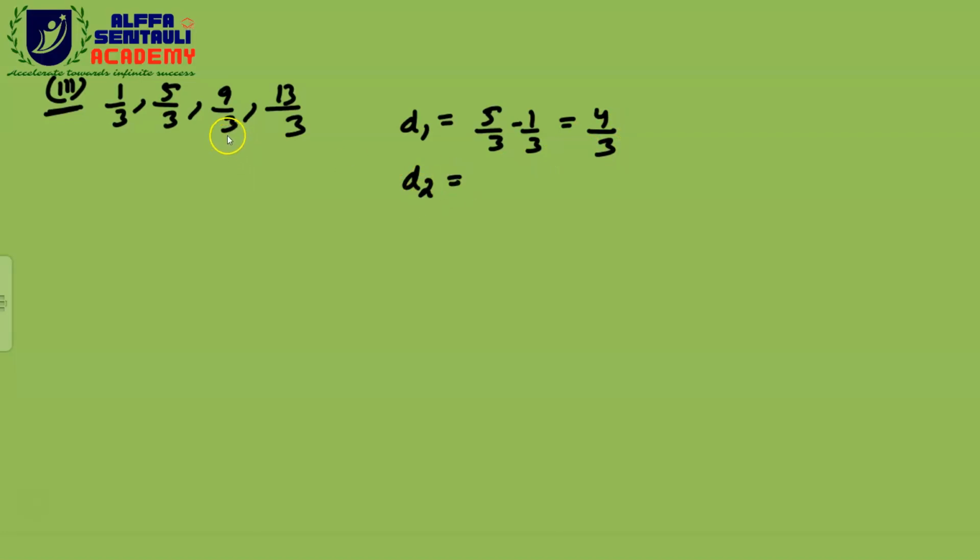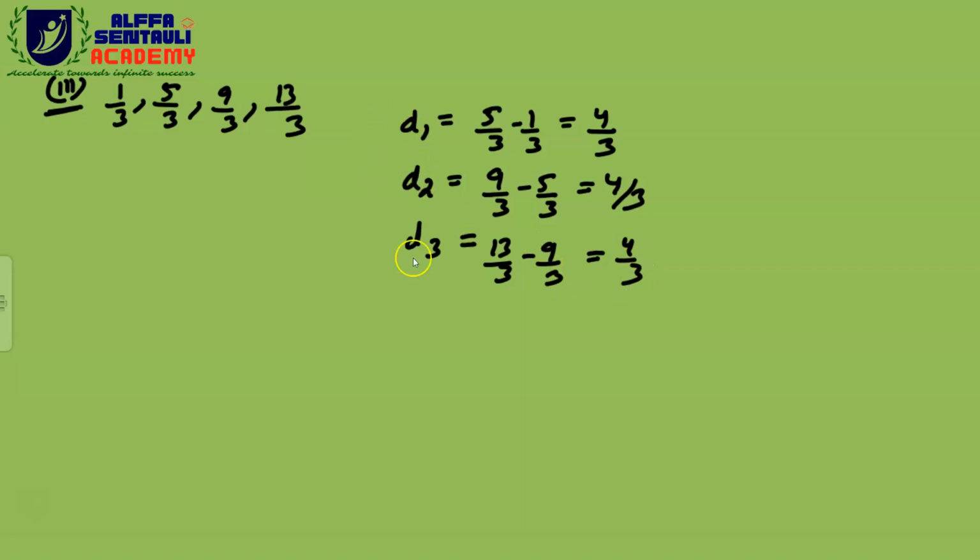D2 is what, beta? This is 9/3 minus 5/3. Correct. This is also 4/3. For surety, for confirmation, let us find D3 also. 13/3 minus 9/3. So how much, beta? 4/3. So if all the common differences are same, this series is in AP. So the common difference D is +4/3. Correct? What is the first term? First term is 1/3. Understood?